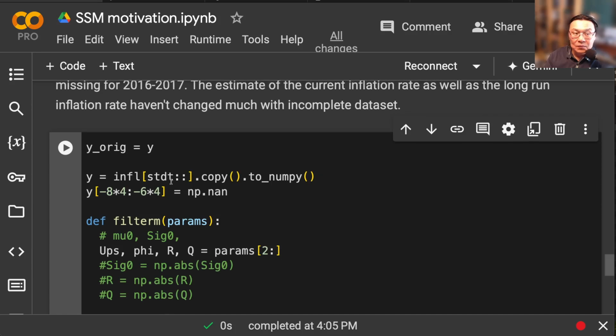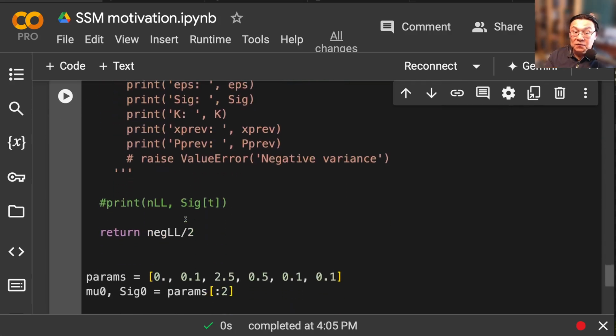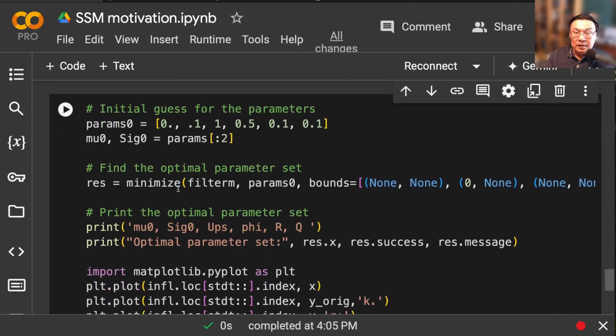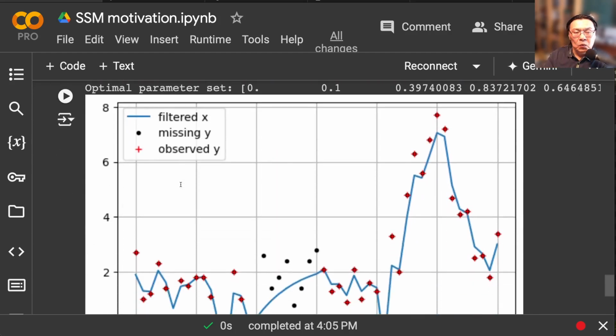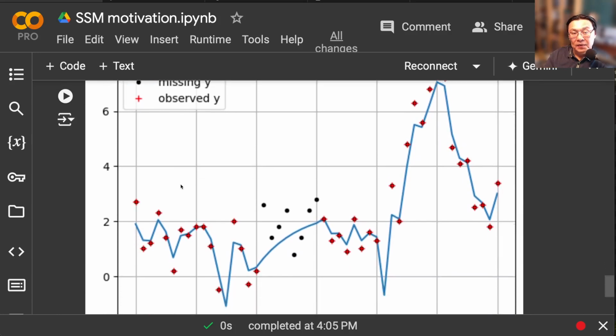And to run my test, I'm doing the following. I'm creating a copy of my data, my PCE inflation data from FRED. But then for about 2 years, in 2016 and 2017, 2 years' worth of data, 8 periods, I'm setting them to not a number, and that signals to my code that the data is missing. And what am I getting? If I run this filter, I will minimize my negative log likelihood, and I'm getting this kind of a chart.